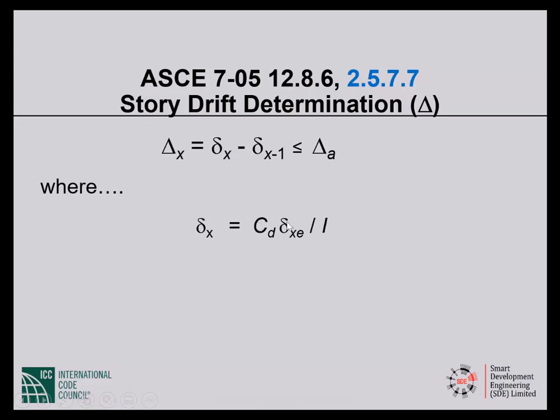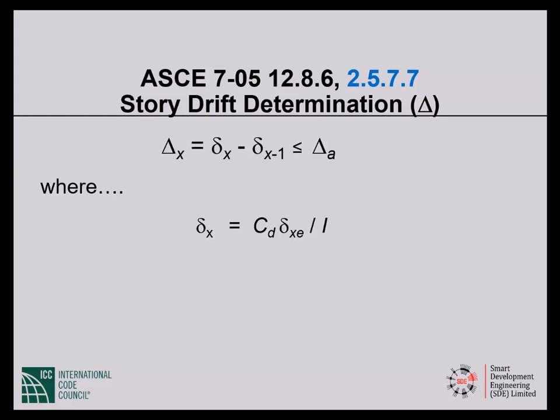The C sub D delta sub xc divided by I is denoted by delta sub x. That delta sub x at the top of a story minus the same delta sub x at the bottom of the same story is the interstory drift, capital delta sub x for story x, which is the story directly underneath floor level x, has to be within tolerable limit delta sub a.